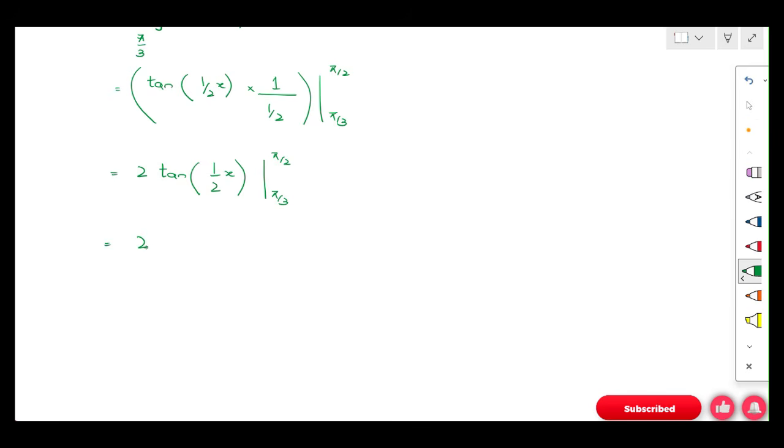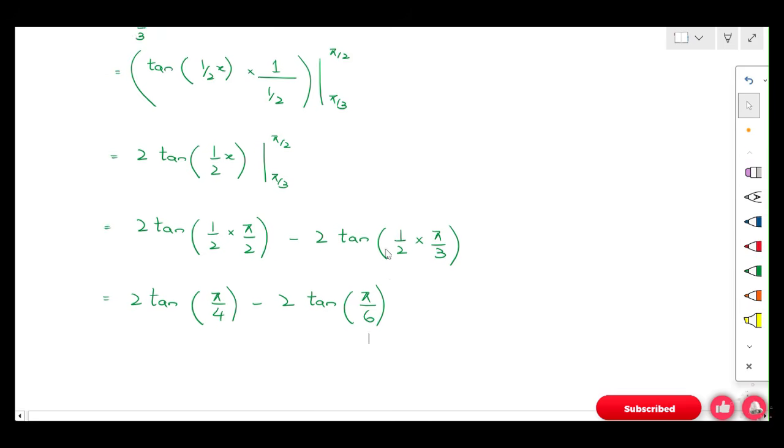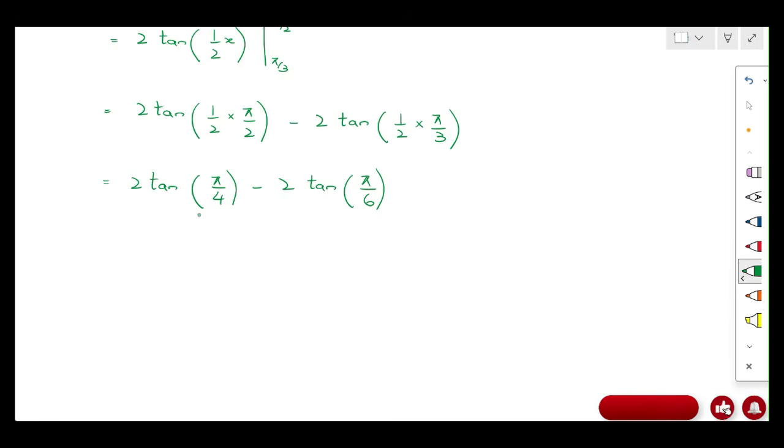So let me do 2 tangent of 1 by 2 multiplied by pi by 2 minus the lower limit, 2 tangent of 1 by 2 multiplied by pi by 3. So here we have 2 tangent of pi by 4 minus 2 tangent of pi by 6. Now we have to solve: tangent pi by 4 is always equal to 1, tangent pi by 6.